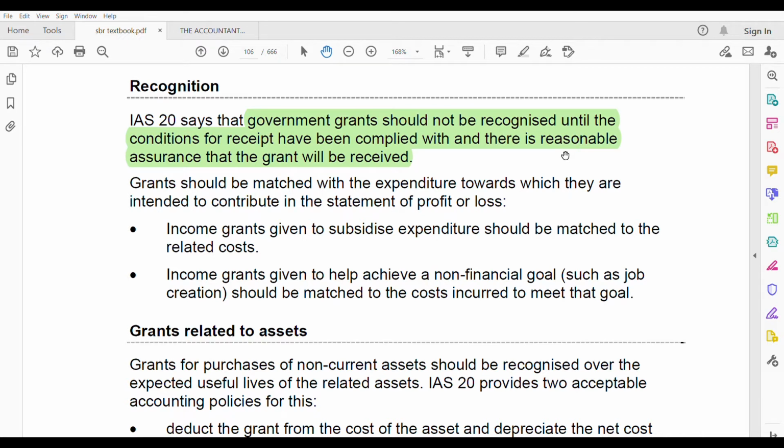The grant should be matched with the expenditure towards which it is intended to contribute in the statement of profit or loss. Whatever the expenses related to that grant should also be recognized. It should match with that and be recorded in the statement of profit or loss. So income grants given to subsidize expenditure should be matched to the related cost. Your income and cost relating to that grant should be matched with each other. Next, income grants given to help achieve a non-financial goal such as job creation should be matched to the cost incurred to meet that goal.